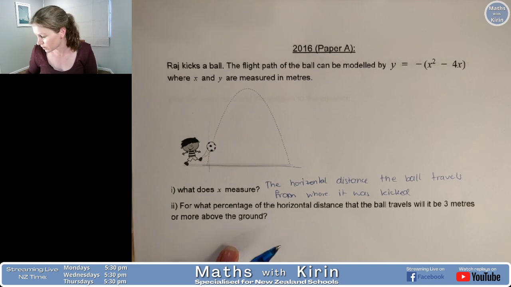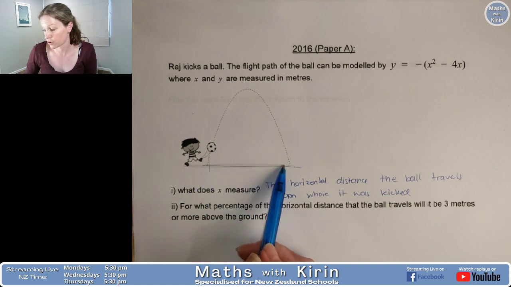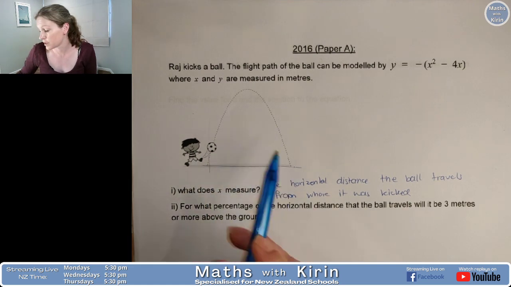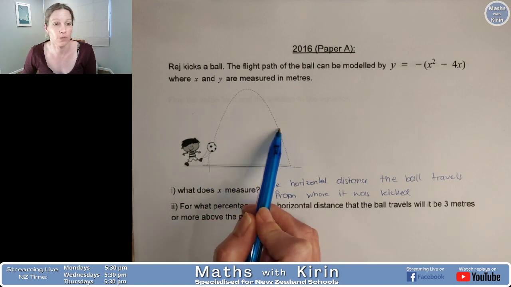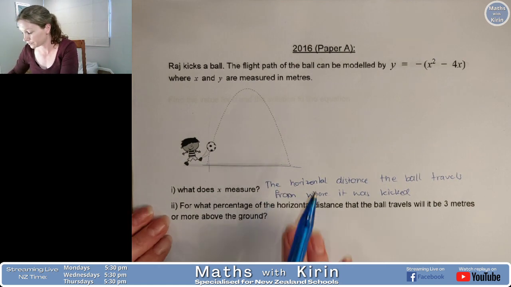Cool. The second part of the question. For what percentage of the horizontal distance that the ball travels will it be 3 meters or more above the ground? So we need to work out two things in order to calculate the percentage. We need to work out the total horizontal distance that it travels, but we also need to work out the distance that it travels when it's 3 meters or more above the ground. Okay, so we'll start with the 3 meters or more above the ground.